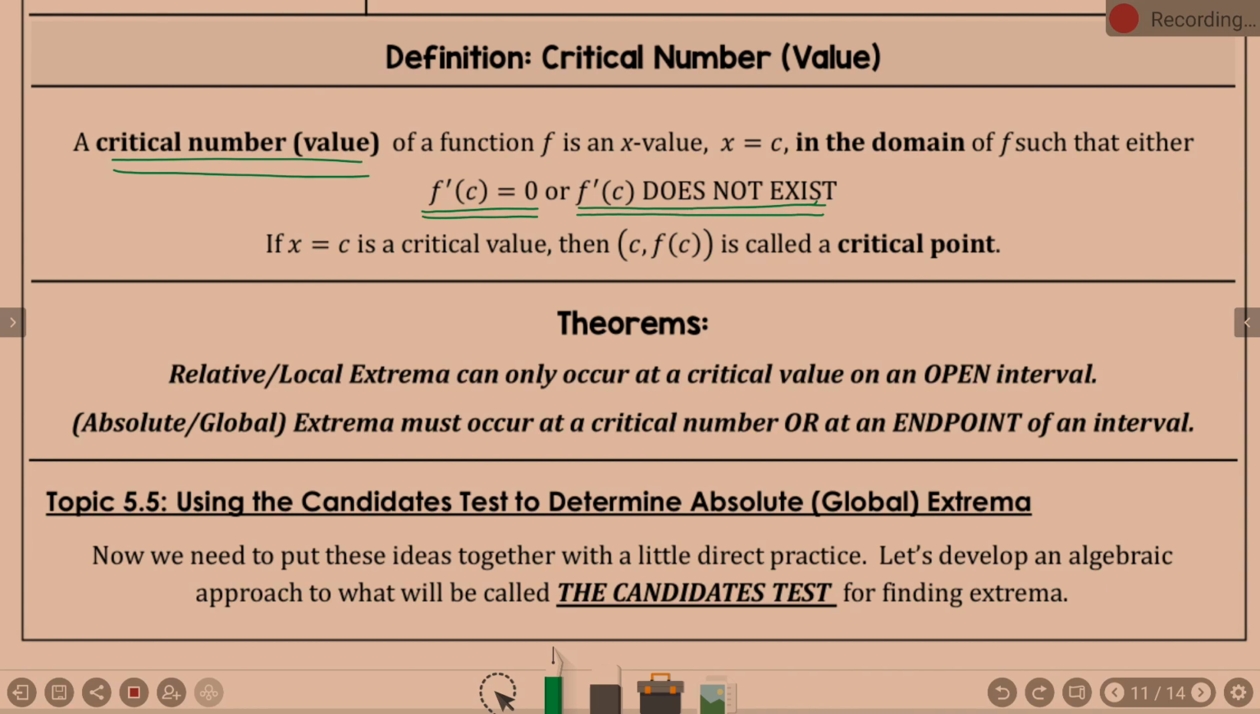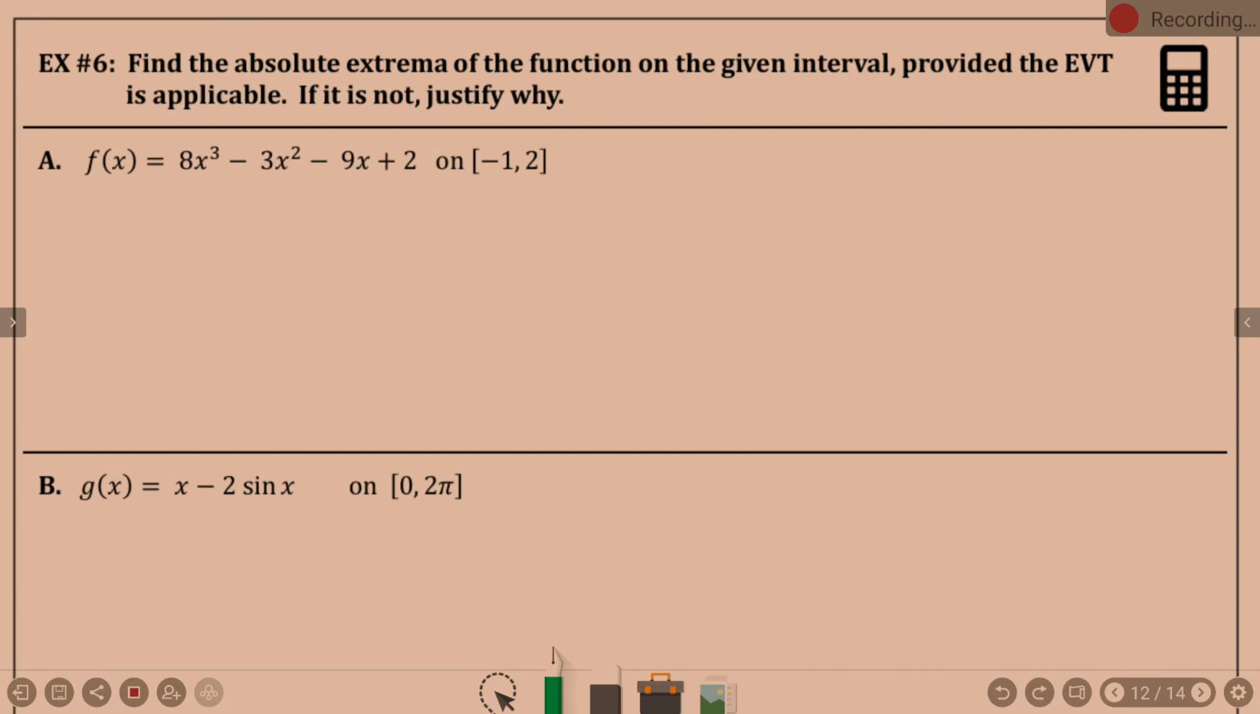And that idea is, once you have all your critical values, so any place the derivative equals 0, the derivative does not exist, or endpoints, then we're going to do something called the candidates test. That's where we actually just go through and find the y values and use those. And that's what we're going to practice on this next page.